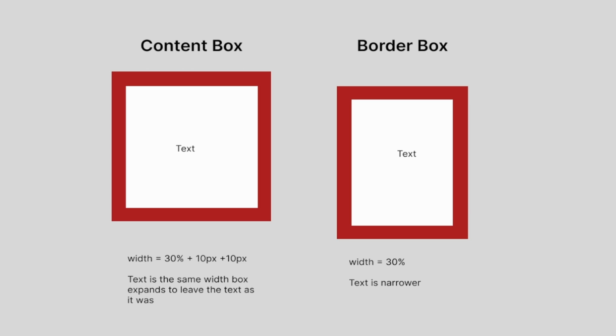Here we have a slide showing this happening. On the first box it says it's content box and the width is 30% plus 10 pixels left padding and 10 pixels right padding, whereas on the border box the width of the box is as it was set at 30% and it stays at 30%, and padding reduces the size of the text by 10px on the left and 10 pixels on the right.